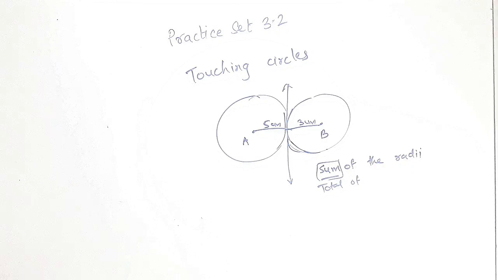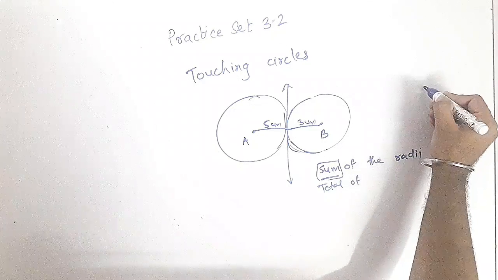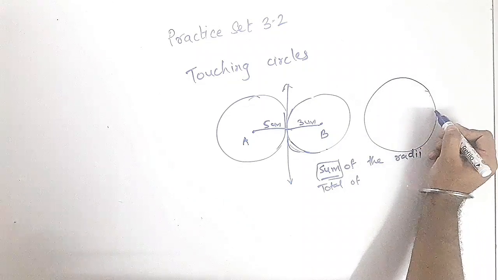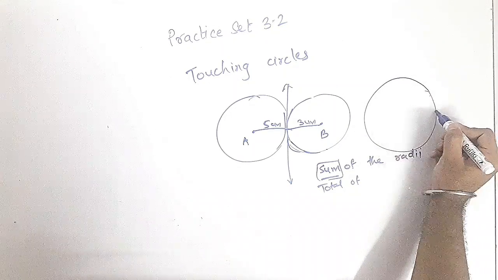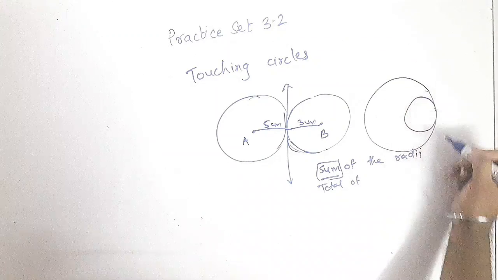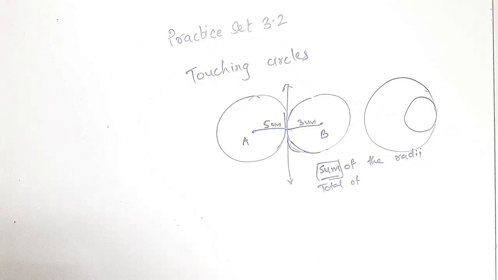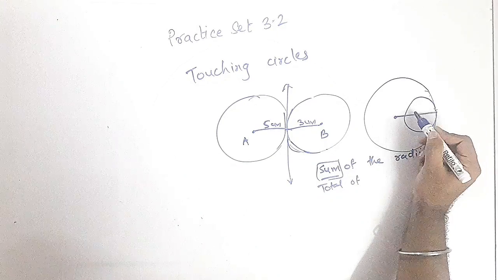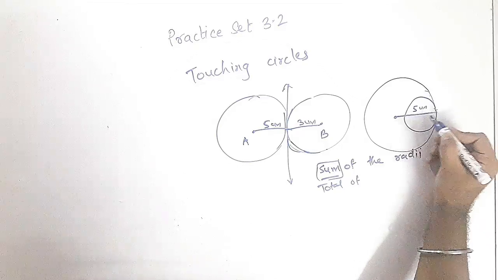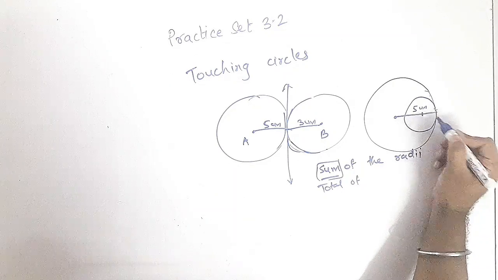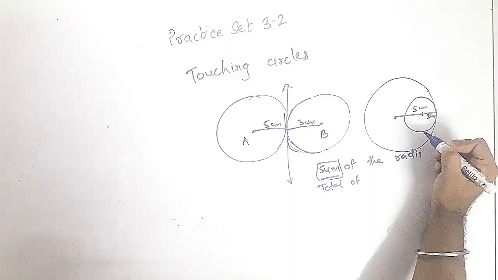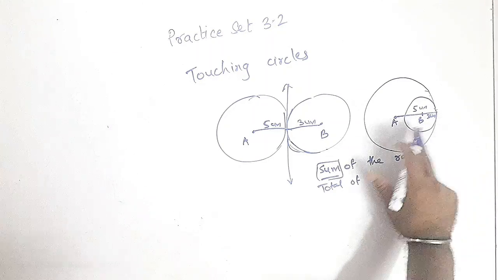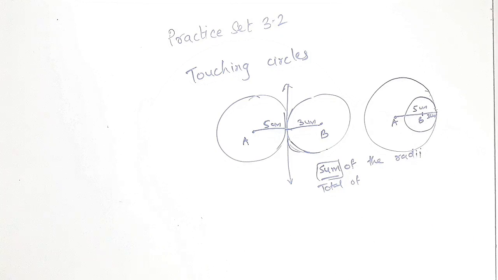Okay, so the other type of circle is internally touching circles. So this is a circle. Let us say, I'll draw another circle now. Let us say the radius of the bigger circle is 5 centimeter and the radius of the smaller circle is 3 centimeter. Here also A and B are the centers of the circles.